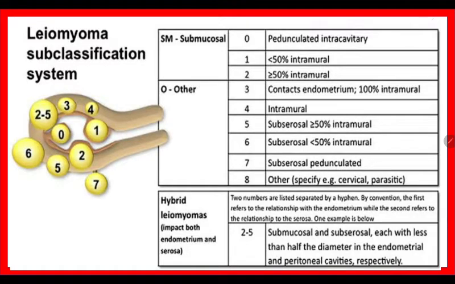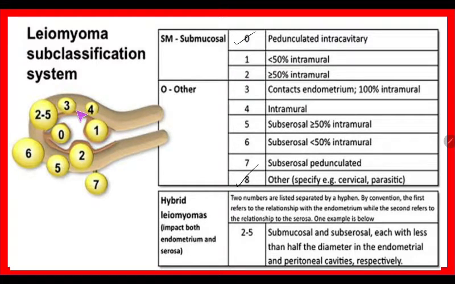Next, the leiomyoma subclassification system. It is given by FIGO and ranges from 0 to 8. Type 0 is pedunculated intracavitary, present in the cavity itself. Next are lesions with less than 50% intramural, that is, in the wall of the uterus, and more than 50%. The lesion runs from the cavity towards the serosa, and the numbering also follows that direction.